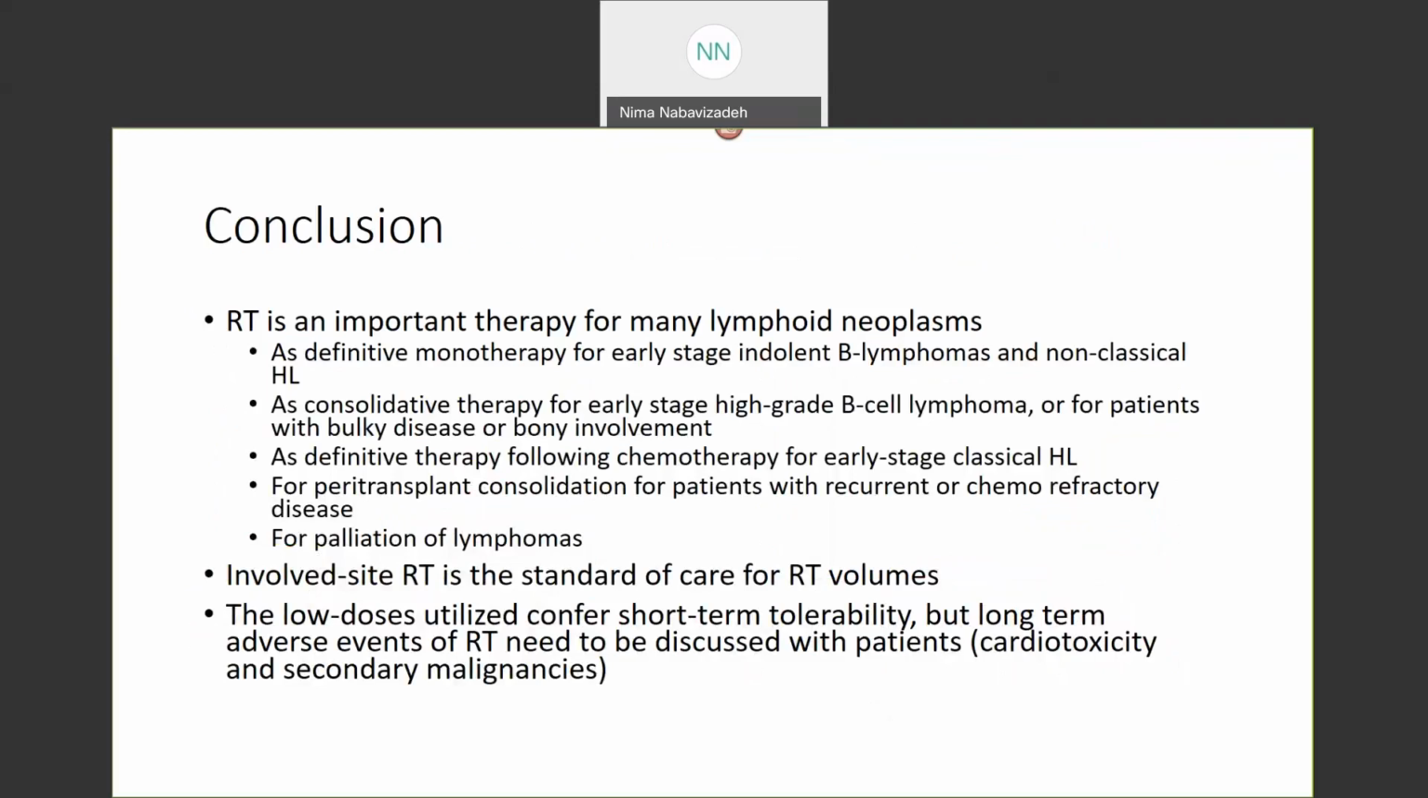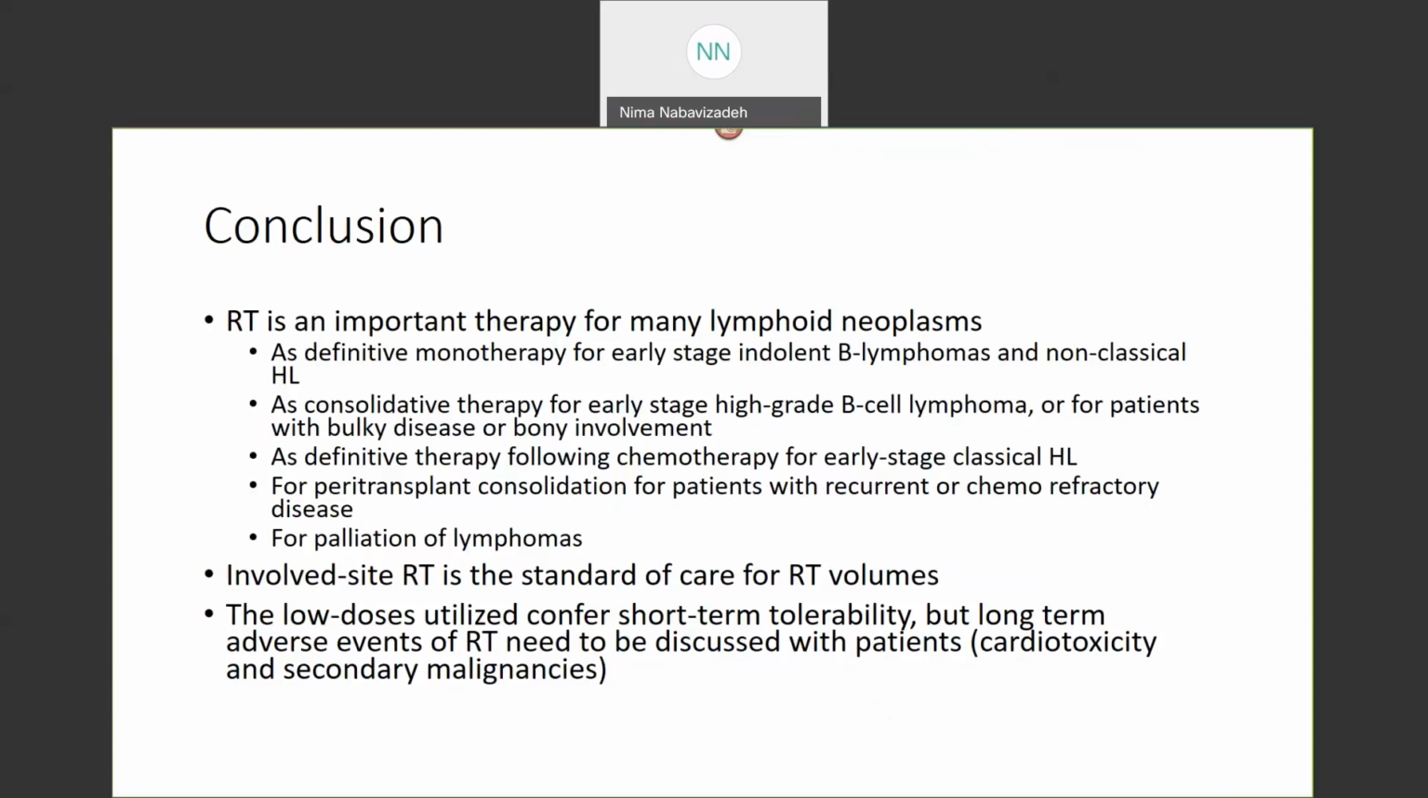So in conclusion, radiation is important therapy for many lymphoid neoplasms. Like we mentioned earlier, it can be used as definitive monotherapy for patients with early stage indolent or non-aggressive B-cell lymphomas, such as follicular or marginal zone lymphomas. And it can also be used as definitive monotherapy for non-classical Hodgkin's lymphomas, those are the nodular lymphocyte predominant Hodgkin's lymphomas. We use it as consolidative therapy for early stage high-grade B-cell lymphomas or diffuse large B-cell lymphomas. Or we use it for all stages for patients who present with either bulky disease or bony involvement to prevent relapses or recurrences at those sites.